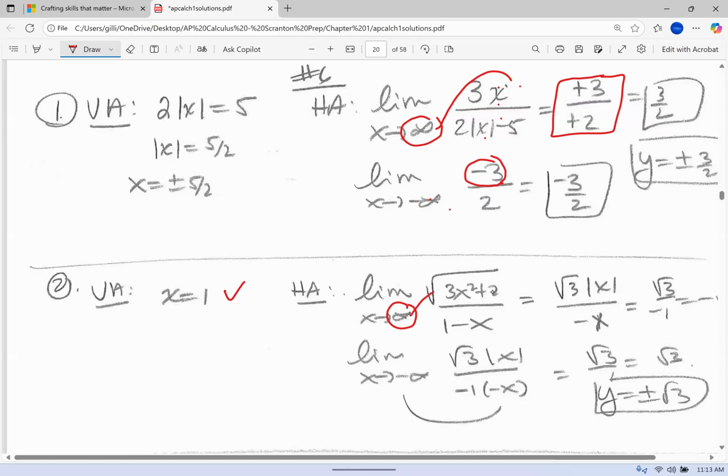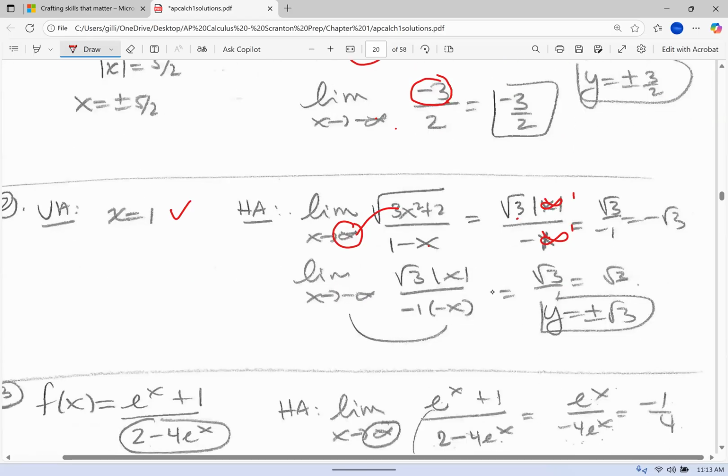I'll replace x with infinity, and I'll get root 3 times the square root of x, or times infinity. In the bottom, I'll replace x with that infinity. I'll get infinity to the first over infinity to the first. So it's the coefficient of the top over the bottom, or root 3.